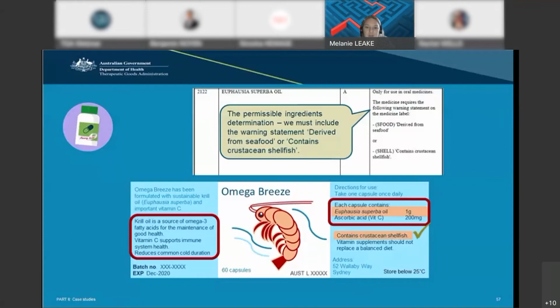You can see a snapshot of this determination on the top of the slide here. The determination states that we have to include the warning statement contains crustacean shellfish or derived from seafood. So looking at our label, we have already incorporated the warning contains crustacean shellfish, which we obtained from TGO 92. So when we look at the ingredient in the permissible ingredients determination, it will specify what requirements apply. This warning is enough to satisfy both TGO 92 and the permissible ingredients determination requirements.